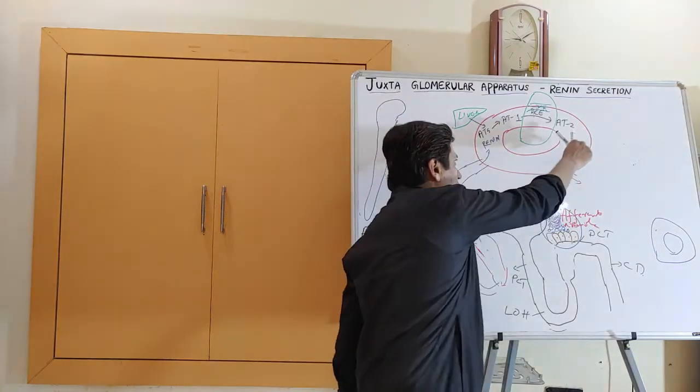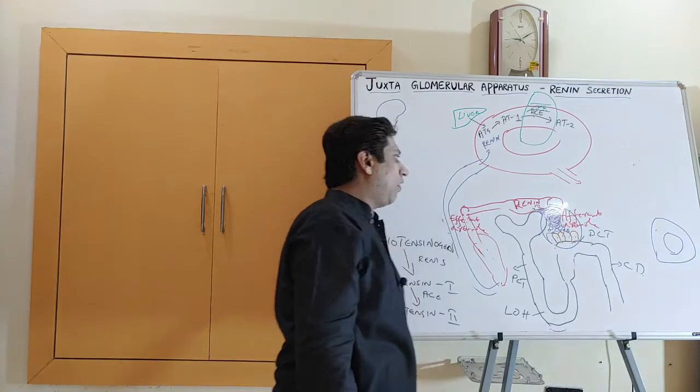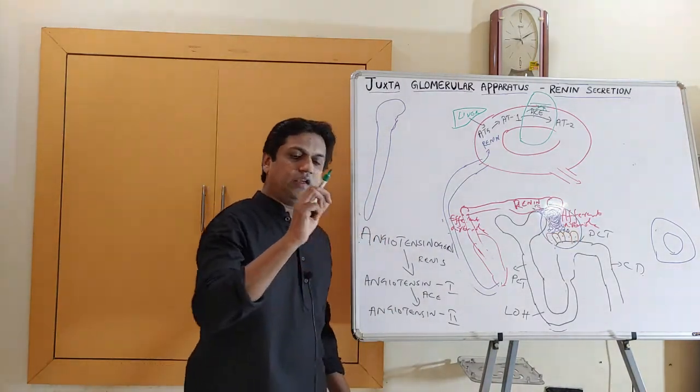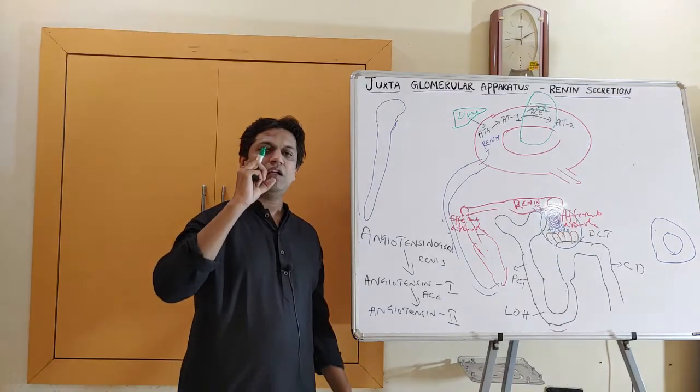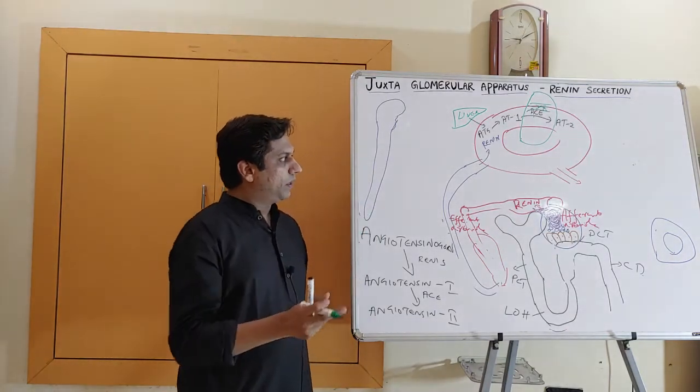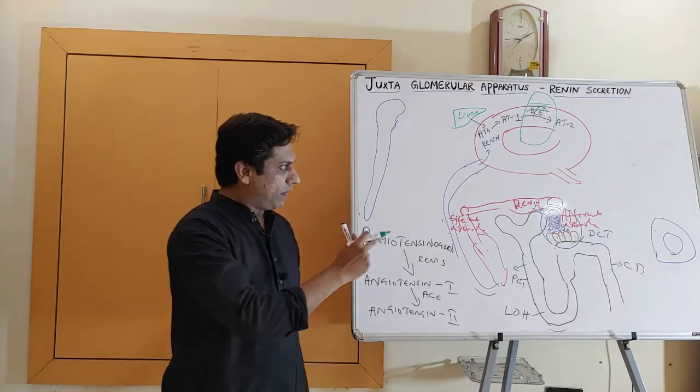Now this angiotensin 2 is a powerful vasoconstrictor, that is, it will decrease the diameter of the blood vessels. We'll discuss how exactly it will bring back the blood volume. So come back to our story.